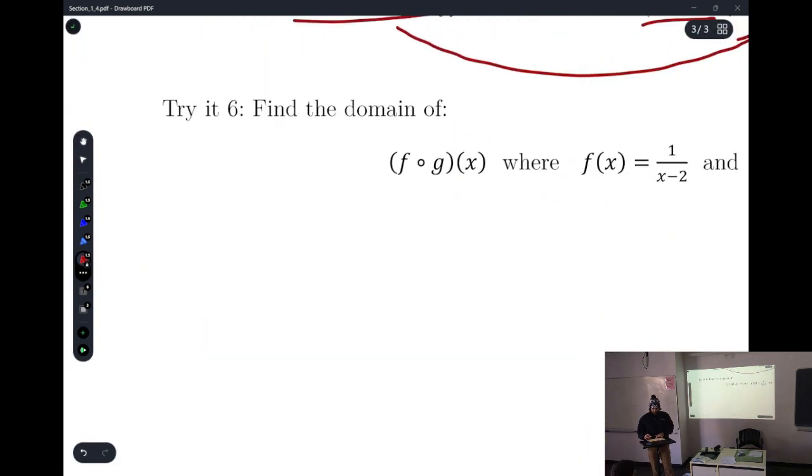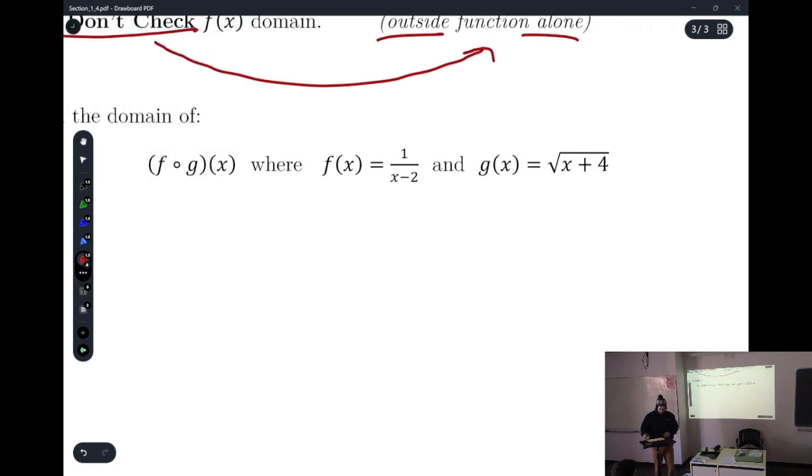So what does that look like? Well, here we go. I suppose we could start by just doing it and not checking domain. I know it says find the domain, but we're going to have to do it anyway, so let's just do it. What is f of g of x?